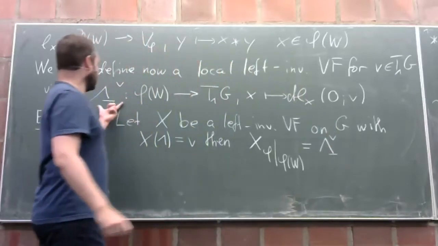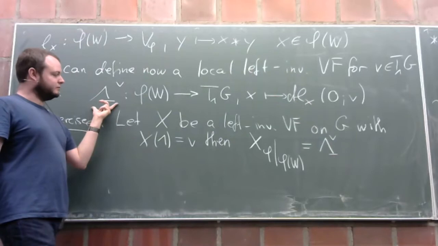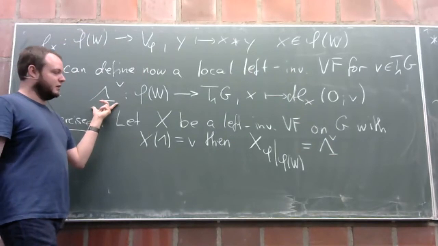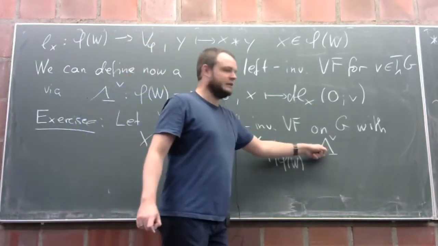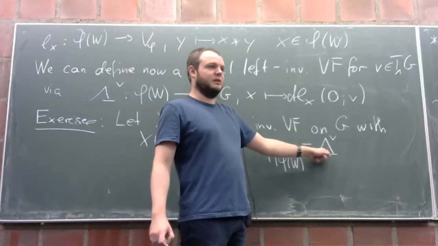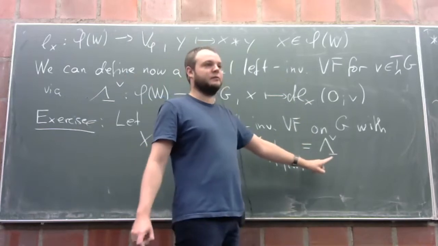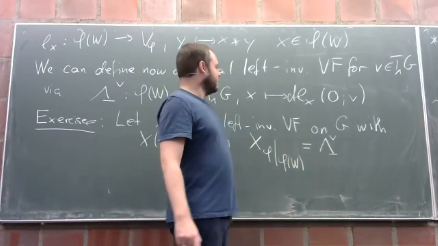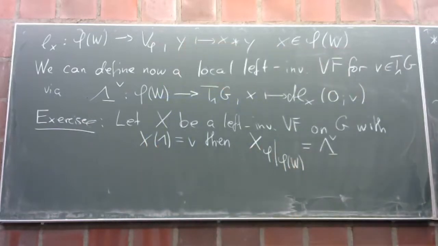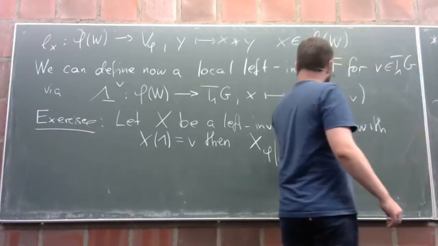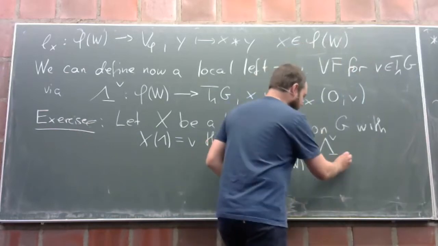So basically what I've just shown you is that the local representative of a left invariant vector field is exactly this local left invariant vector field. And there's a computation, so this is not for free. You need to crawl through what this means, how this product is defined, and what happens if I take derivatives of this phi here. Before that, we will need this.